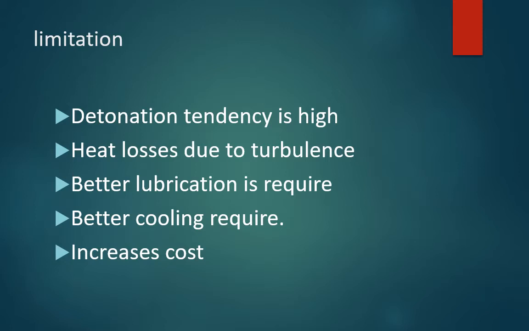Heat losses due to turbulence are also possible. Better lubrication is required. As we elevate to a higher temperature, we have to manage with a proper lubrication system that has better lubricating properties. So the lubricating oil could lose its property, right? So we have to have a mechanism to have proper lubrication at elevated temperatures also. And better cooling is also required. We have to manage with a better cooling system. A better cooling system means we have to couple some additional components to it.